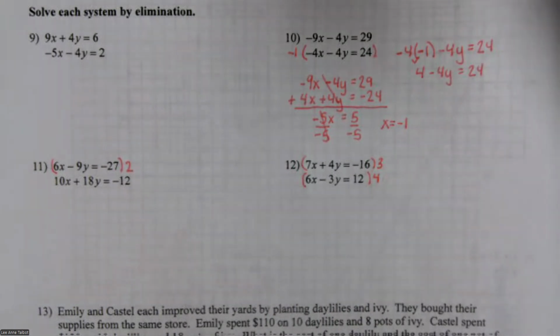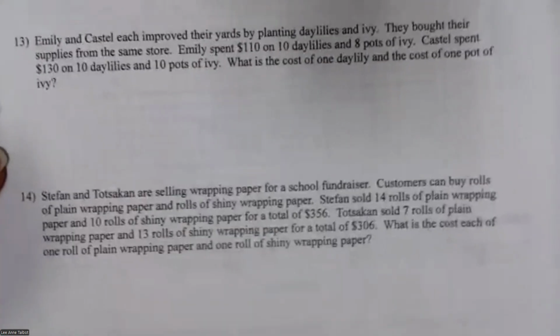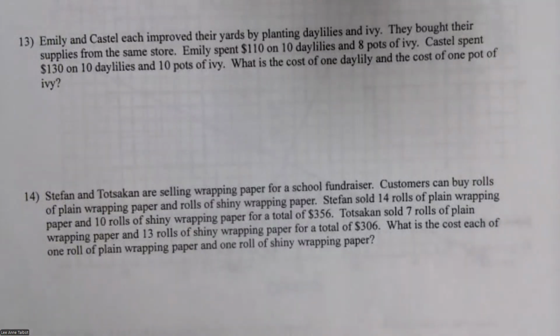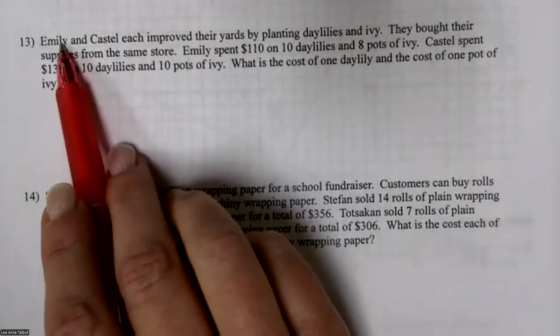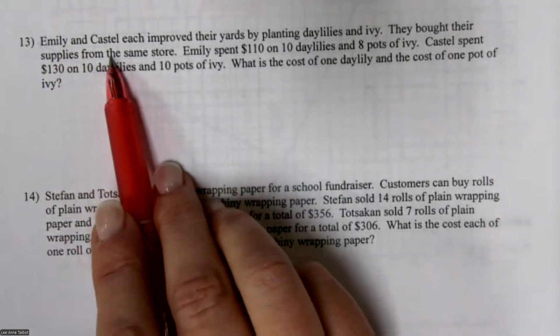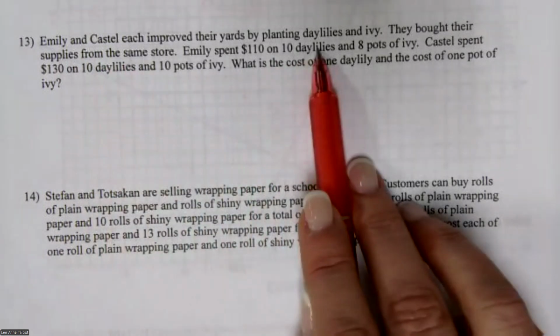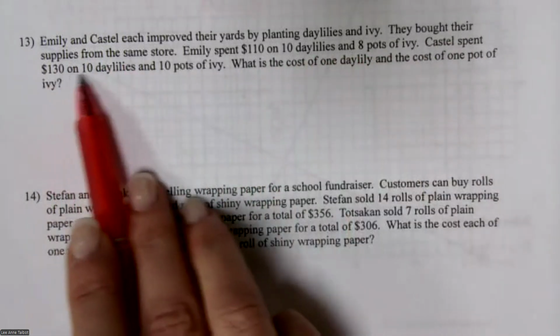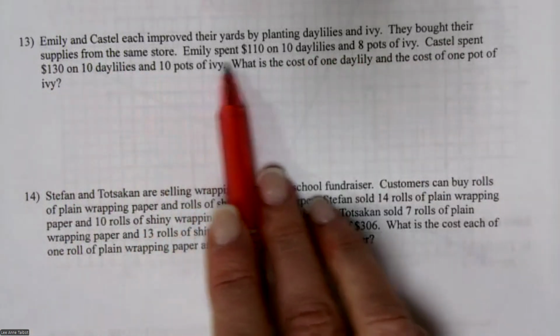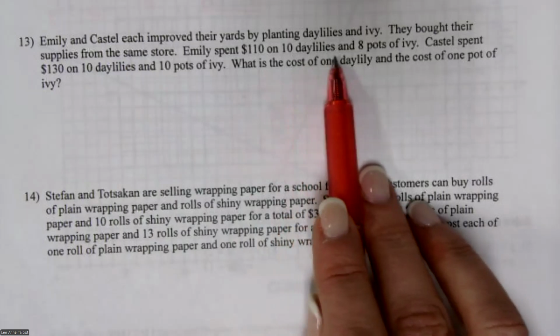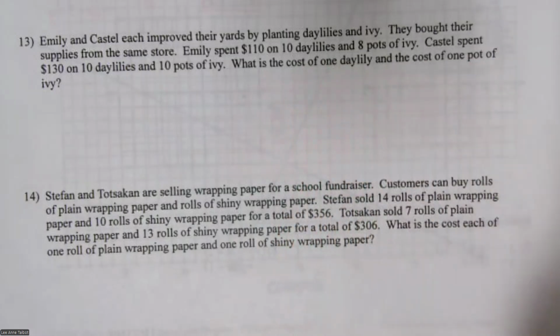Okay, so now let's scooch down to these two. I'll help you guys set up the equations and then you can get them solved. Emily and Castell, that's an interesting name, each improved their yards by planting daylilies and ivy. They bought their supplies from the same store. Emily spent $110 on 10 daylilies and 8 pots of ivy.